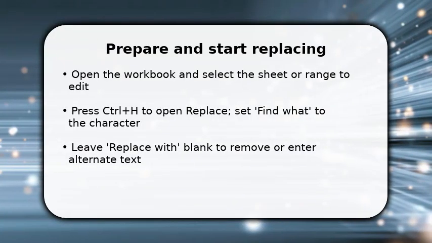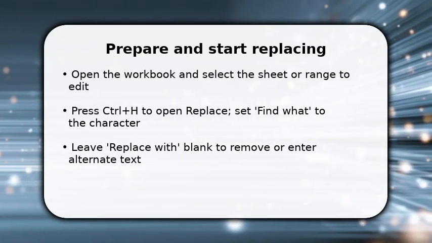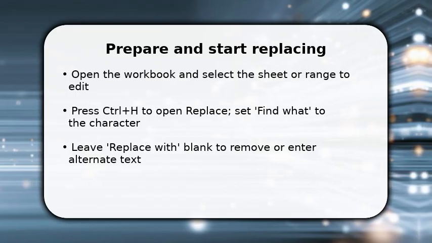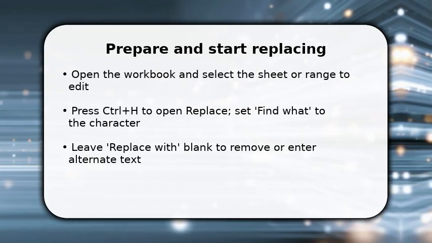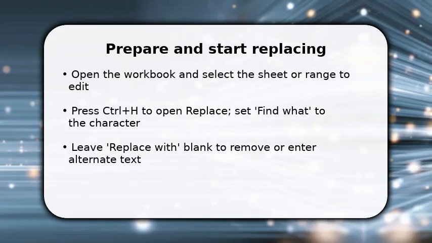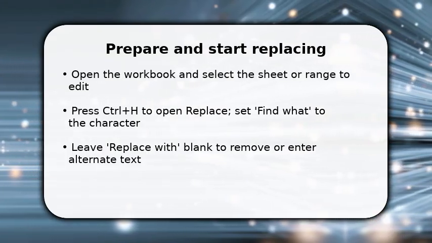You start by selecting the exact cells you intend to change so you don't affect other data. Open Replace with Ctrl+H and type the character you want removed into Find What. Leave Replace with empty to delete the character. If you prefer a substitute, type it now.